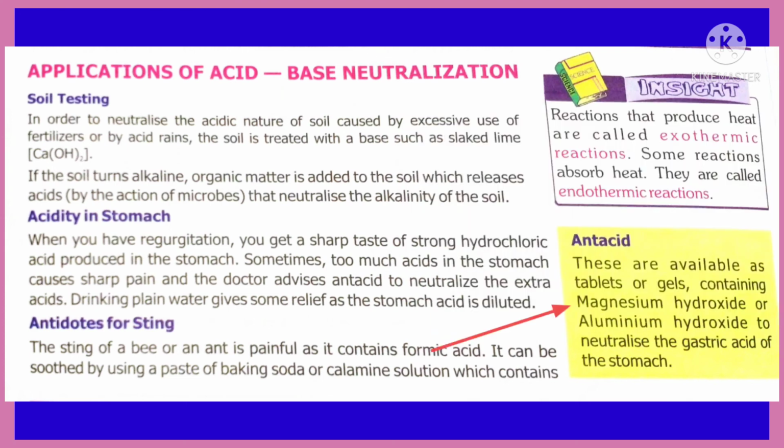Examples of antacids are magnesium hydroxide and aluminum hydroxide, which neutralize acids. On adding acid to the base, the surrounding area gets heated. That means the reaction is an exothermic reaction. It liberates heat energy due to the chemical reaction. Due to the liberation of heat energy, this process is called an exothermic reaction. In some cases, absorption of heat also takes place. That means the surrounding area remains cool. Such a reaction is called an endothermic reaction.